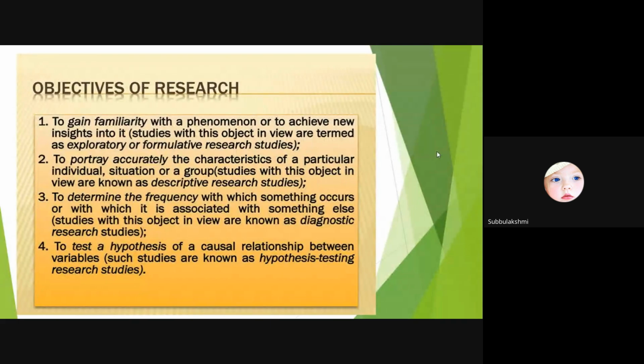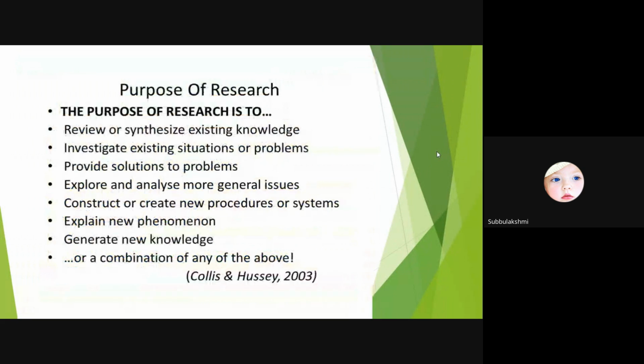Next is to test a hypothesis of a causal relationship, which is what we call hypothesis testing. So these are the common objectives of any research. Next is purpose. So what is the purpose of research? This clarity, this concept, this idea should be there in our mind.